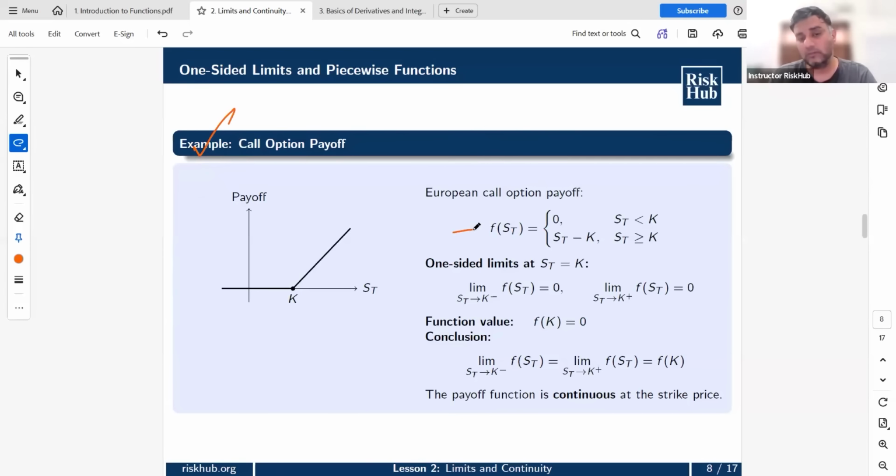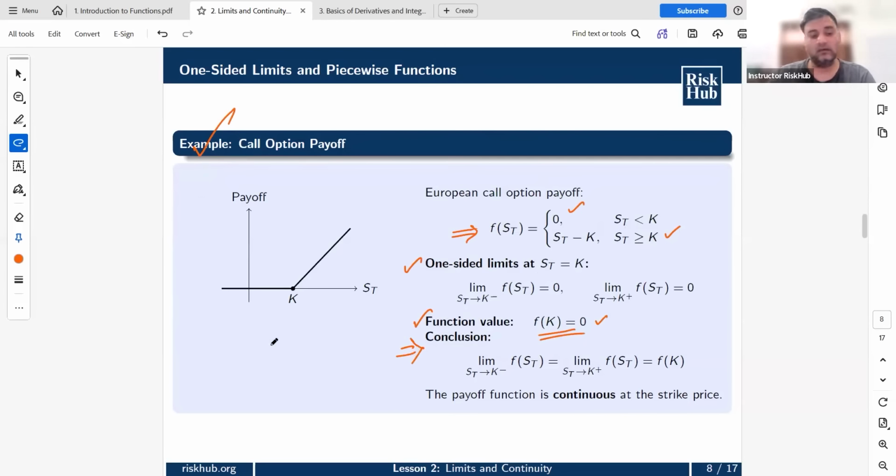European call payoff: if S_T is less than K, it is 0; if S_T is greater than or equal to K, it is S_T minus K. So the one-sided limit at S_T equal to K: limit S_T tends to K minus f(S_T) is equal to 0, and limit S_T tends to K plus f(S_T) is equal to 0. So the function value f(K) is equal to 0.